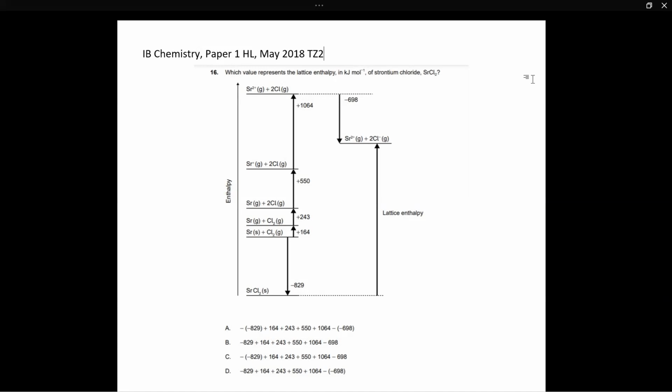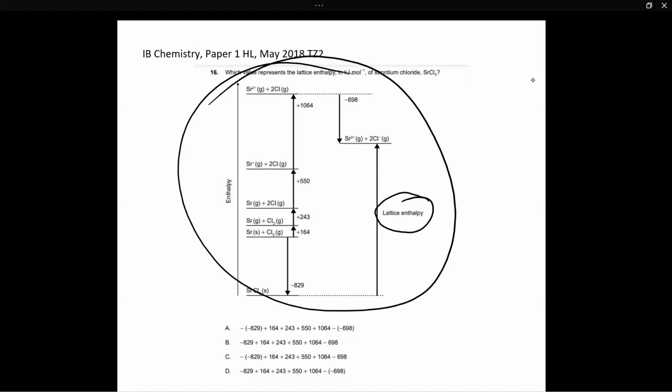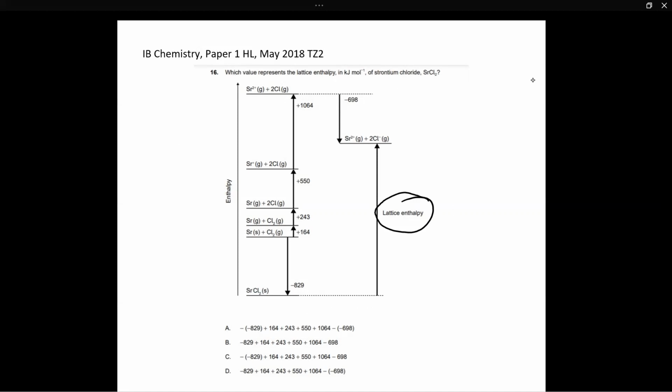First off, why do we create a Born-Haber cycle? What are we trying to calculate? The main purpose of creating a Born-Haber cycle is to calculate the lattice enthalpy over here. This is what we calculate. And don't be tricked or confused by this form of a diagram. This whole thing is nothing but another variant or another version of a Hess's cycle. This is basically a Hess's cycle, right?